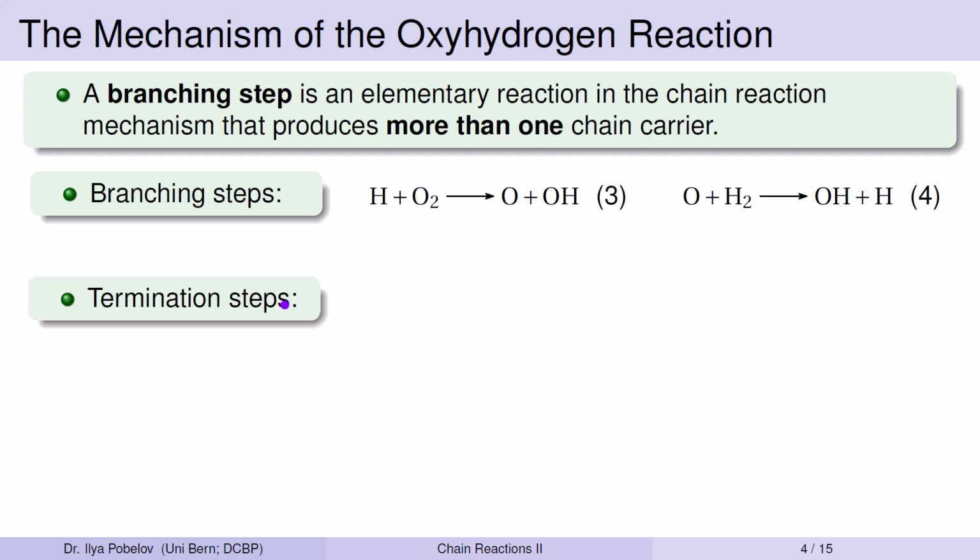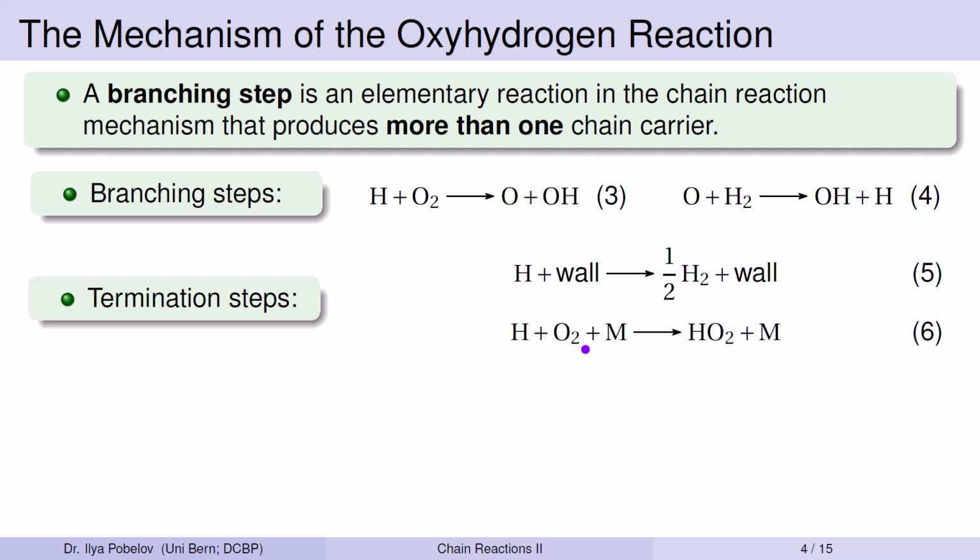The chain reaction eventually terminates when radicals are removed from the system. This can happen through radical wall interactions, where a hydrogen radical collides with the wall, forming molecular hydrogen. Alternatively, a three-body recombination reaction occurs when a hydrogen radical and an oxygen molecule react in the presence of a collision partner M, forming a hydroperoxyl radical.